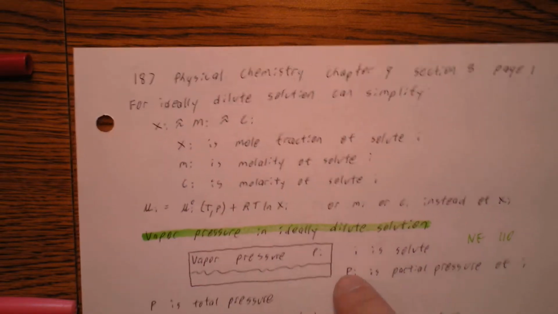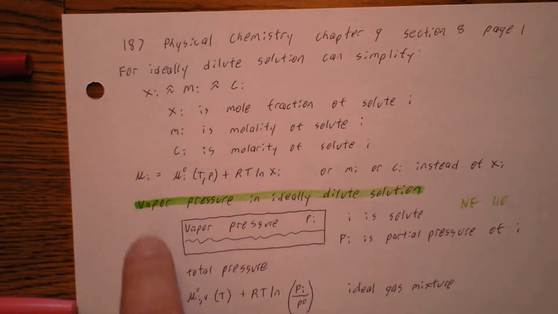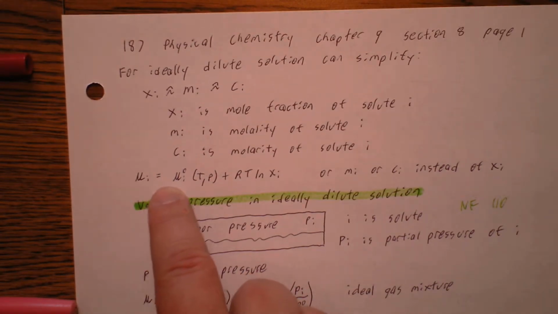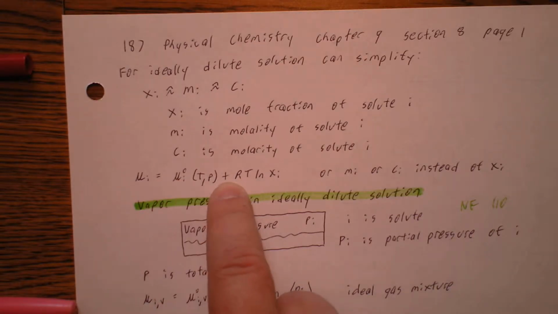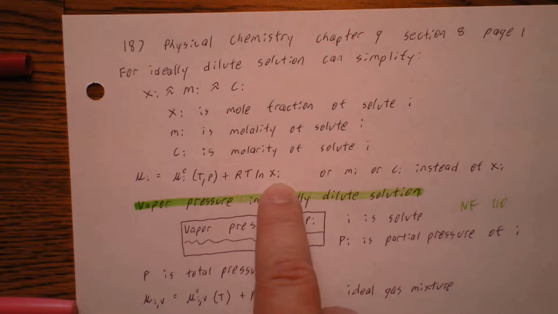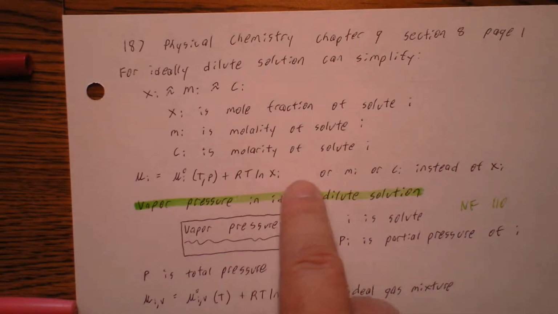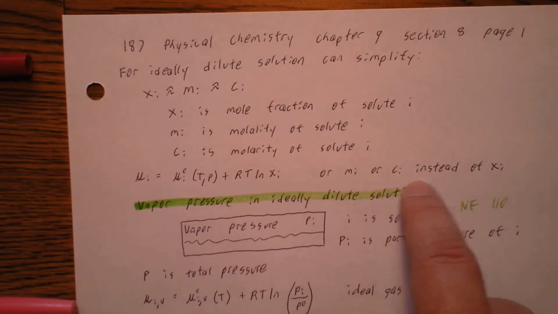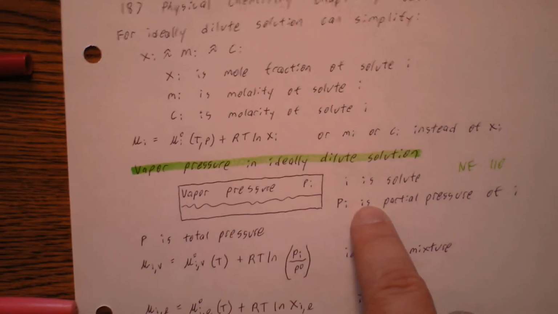is the molarity. So remember, the chemical potential of the substance I is equal to the chemical potential of the substance I in the standard state at whatever temperature and pressure, plus RT times the natural log of the mole fraction of the substance I. And in this case, we could just, rounding, use mole fraction, molarity, or molality, or whatever. It'll still come out pretty good.